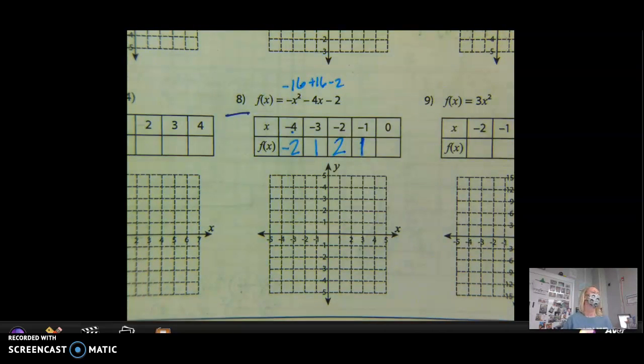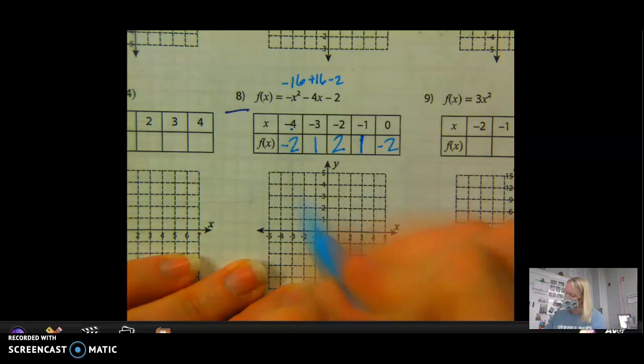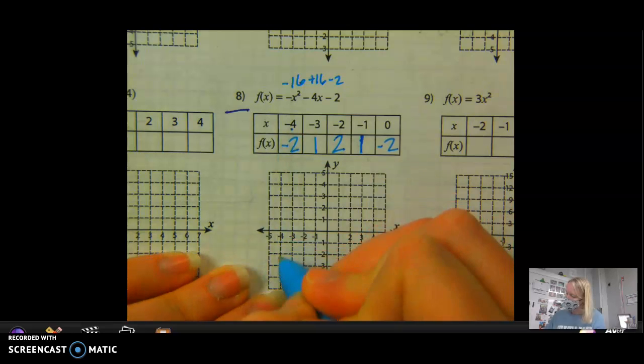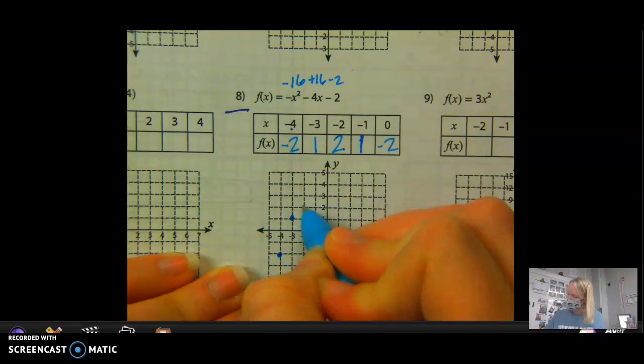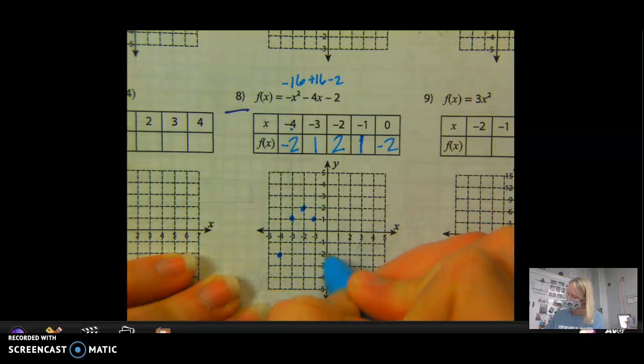Is that better? Sorry. Okay, now when I plug in 0, 0 squared is just 0. Throw a negative on there, it doesn't matter. 0 times -4 is 0, and then I'm going to -2, and what do I get there? -2. So this is back 4 down 2, back 3 up 1, back 2 up 2, and then I can mirror image those points.